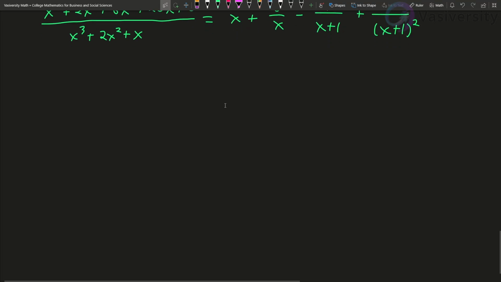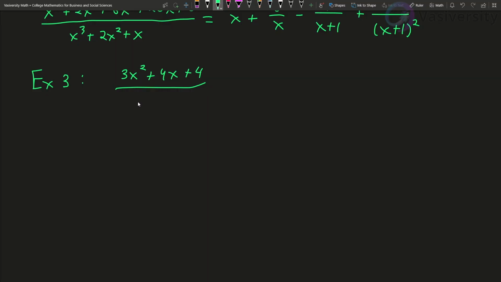So, now example 3. If we have the following: (3x squared plus 4x plus 4) over (x cubed plus 4x). Again, the first step is to factor out the denominator. We have a proper fraction, so we are okay. So we have to factor: x cubed plus 4x is equal to x times (x squared plus 4). This is everything that we can do. We cannot simplify it any further.